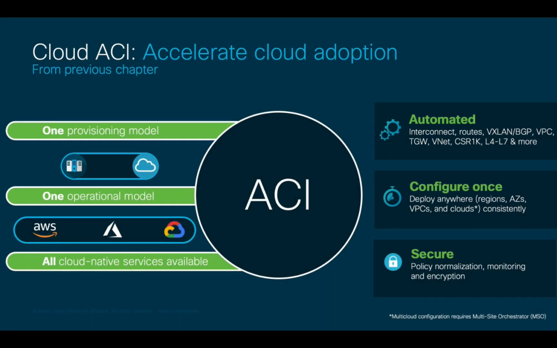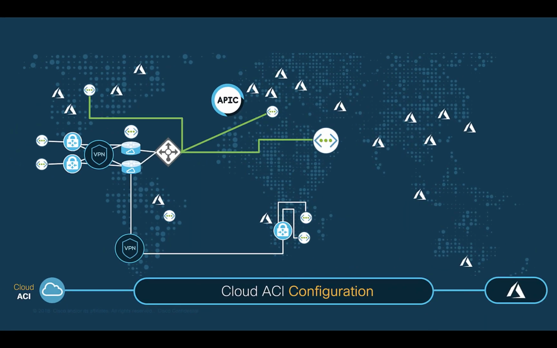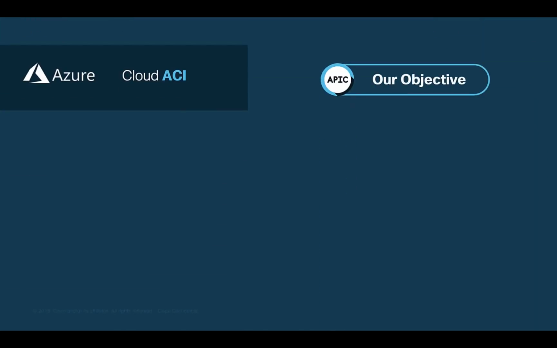In the previous chapters, we talked about Cloud ACI and how it can help organizations integrating or migrating to the cloud faster. Let's now learn how to deploy and configure Cloud ACI on Azure starting from zero. Our scenario for today is simple.